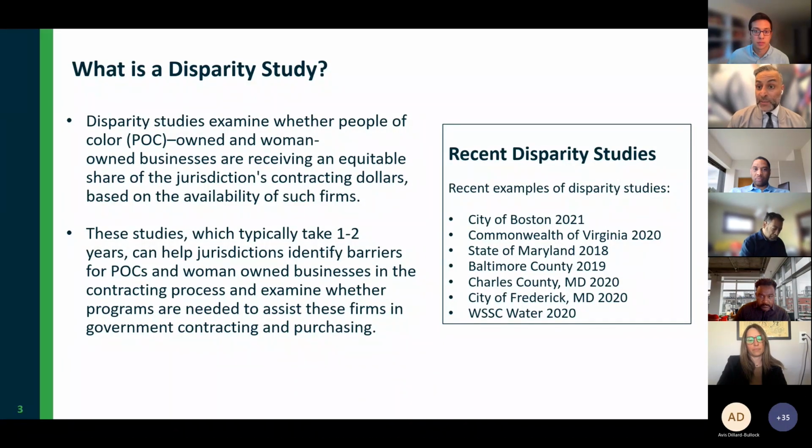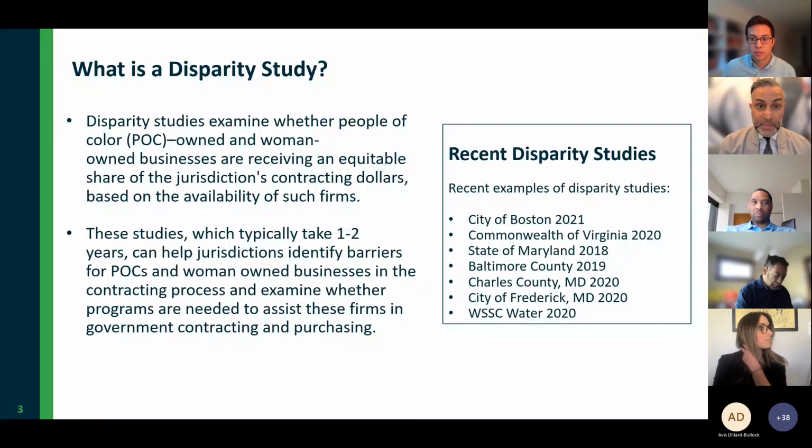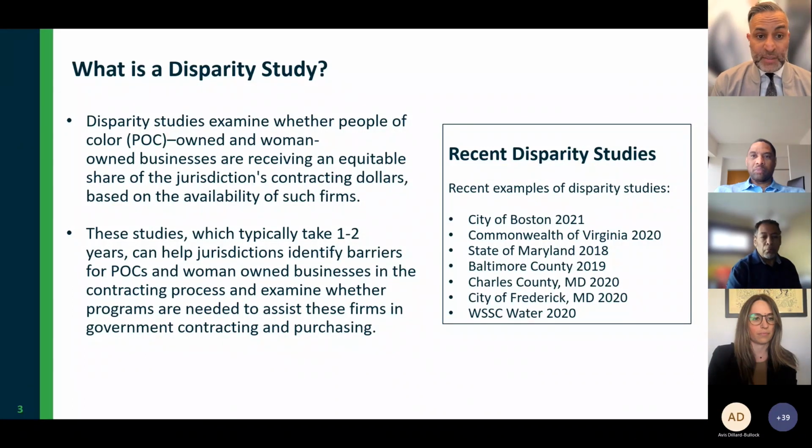That information helps an organization like DC government develop programs or policies that might better encourage the participation of disadvantaged businesses, in this case, businesses owned by people of color and women, in their contracts and procurements. The studies typically take somewhere between 1 and 2 years to conduct, in line with studies that we've conducted across the country. Recent disparity studies include the city of Boston, the Commonwealth of Virginia, the state of Maryland, and a variety of other organizations as well.